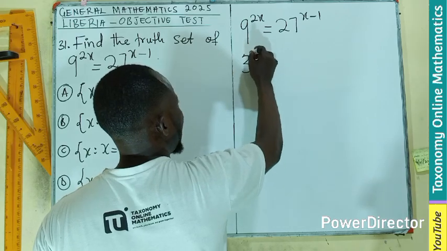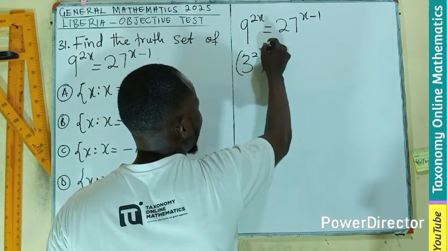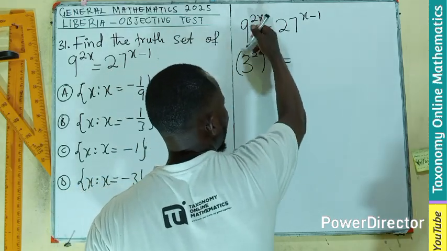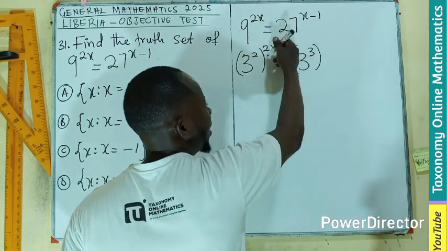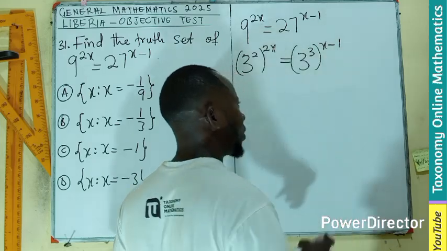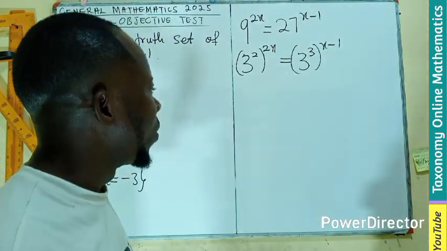So we have 3 exponent 2 is 9. Then the original power comes. This is 3 exponent 3 gives you 27. Then you include the original power. Now, what do we do?